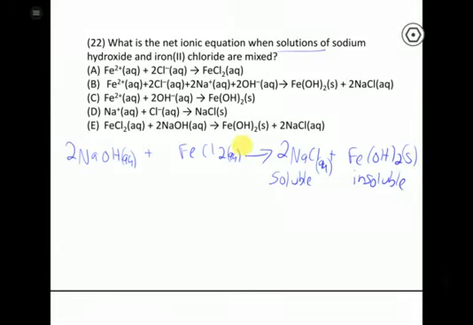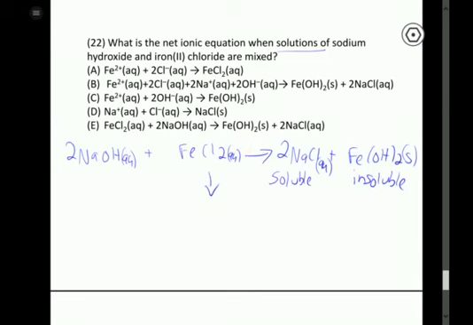So then the next thing we do is we break up all the aqueous species into their ions. So if we do that, we get 2 Na plus. Sodium hydroxide is soluble, so it divides up into its ions, 2 OH minuses. Fe2 plus on the reactant side is dissolved, and 2 Cl minuses.